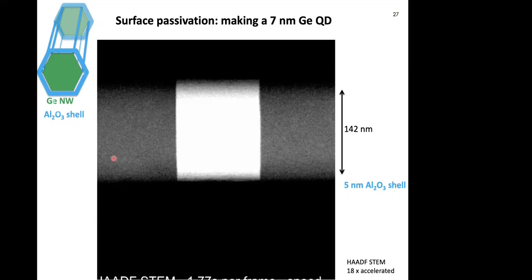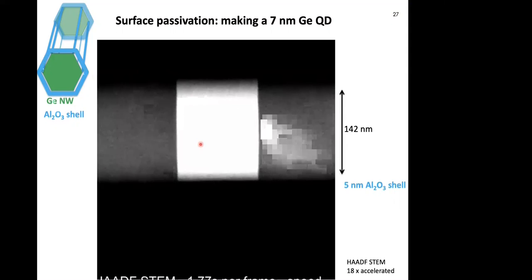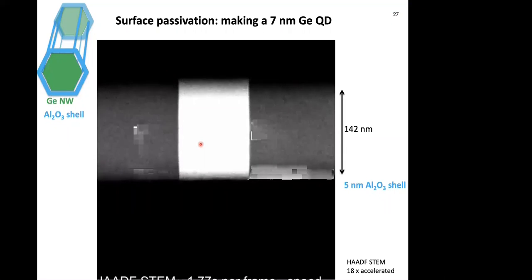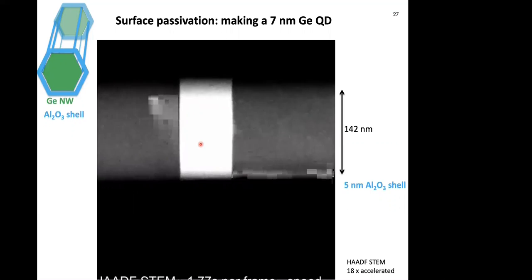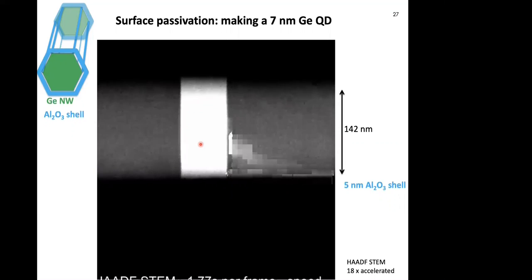So on this side, it is already propagated, and now he's heating from this side, which is outside of the field of view. So this is the remaining germanium segment. And this is a fairly wide nanowire. It's 150 nanometers or 140 nanometers in diameter. And you see that now the propagation is much smoother, and we have gotten rid of these jumps.